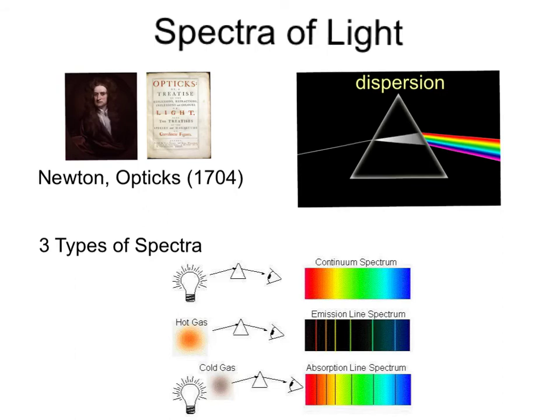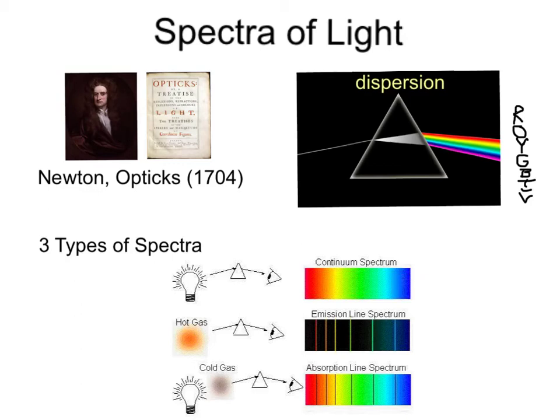The spectra of light. In 1704, Newton did research not only with his three laws, but also in optics. He discovered the phenomena called dispersion, which is the separation of white light into its spectrum of colors, or ROYGBIV. This type of spectrum is called a continuous spectrum, whereas we just take the white light through a prism and we observe it and we see the full spectra of colors: red, orange, yellow, green, blue, indigo, violet.